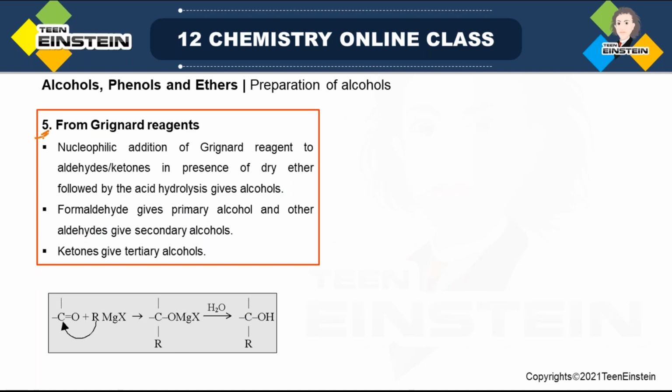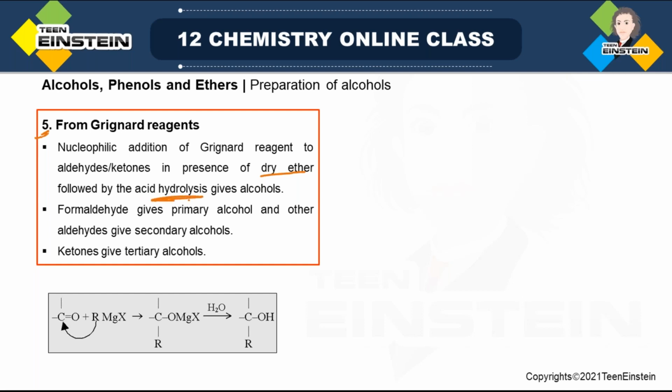Number 5th point, starting from Grignard reagent. So now we will use Grignard reagent towards aldehyde or ketones. So as starting material, there will be two reaction partners. One is Grignard reagent, another one is aldehyde or ketone. And we have to do this reaction in dry ether because whenever it is Grignard reagent, always dry solvent is used. Otherwise, if there is any amount of moisture or water, then Grignard reagent, which is very sensitive to water, will be decomposed. So that is why dry solvent is very important.